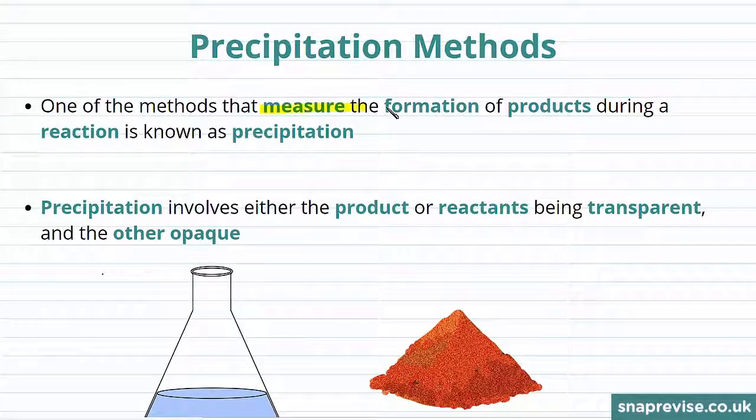The first method that is used to measure the formation of products during a reaction is known as a precipitation, where a precipitate is just a solid product.